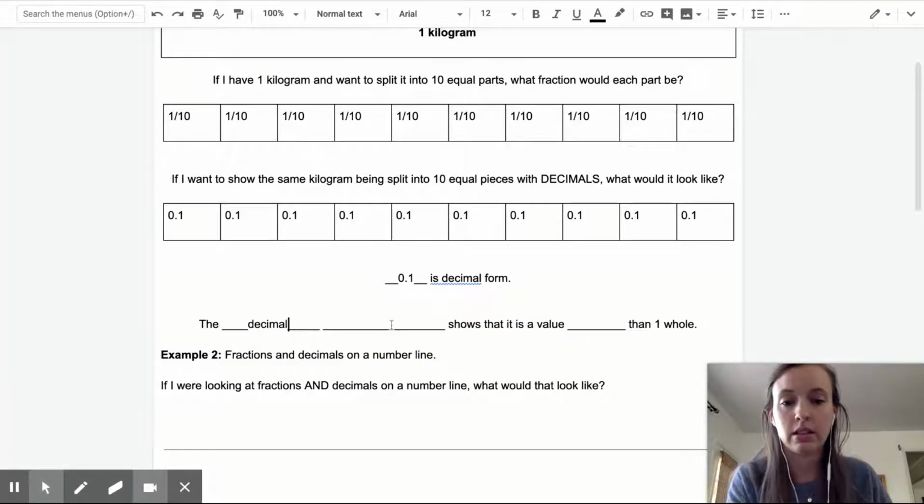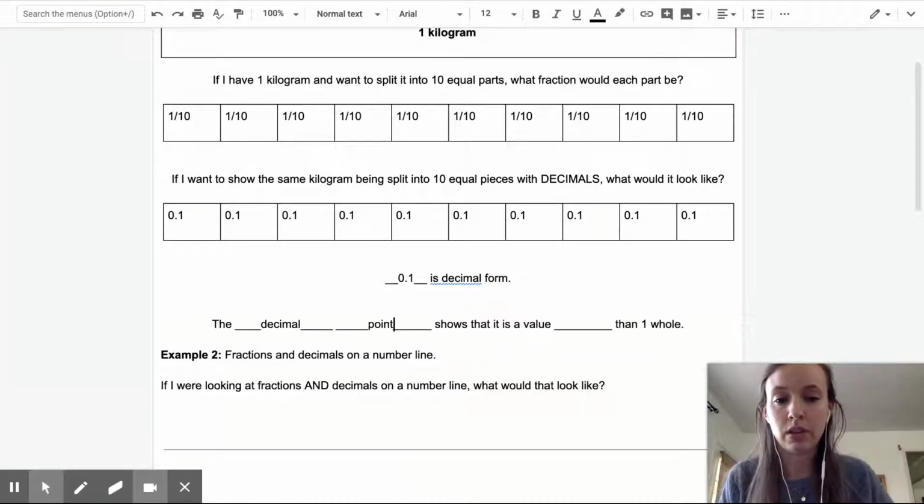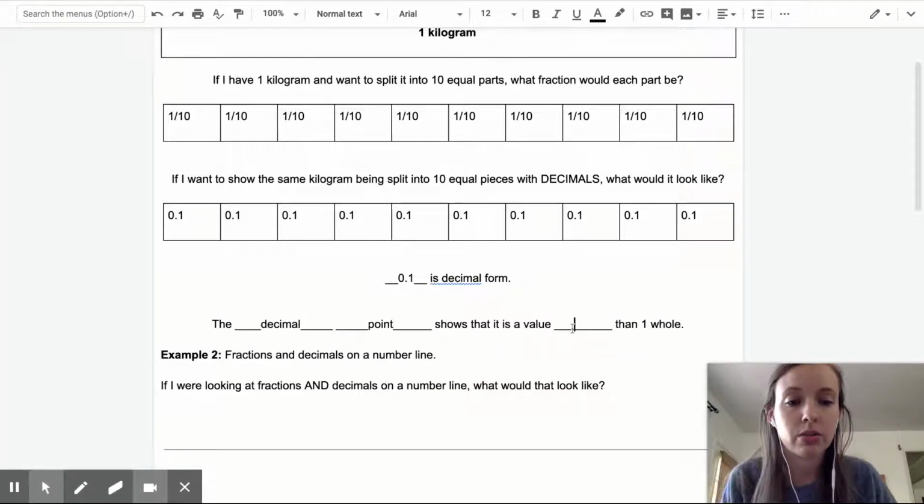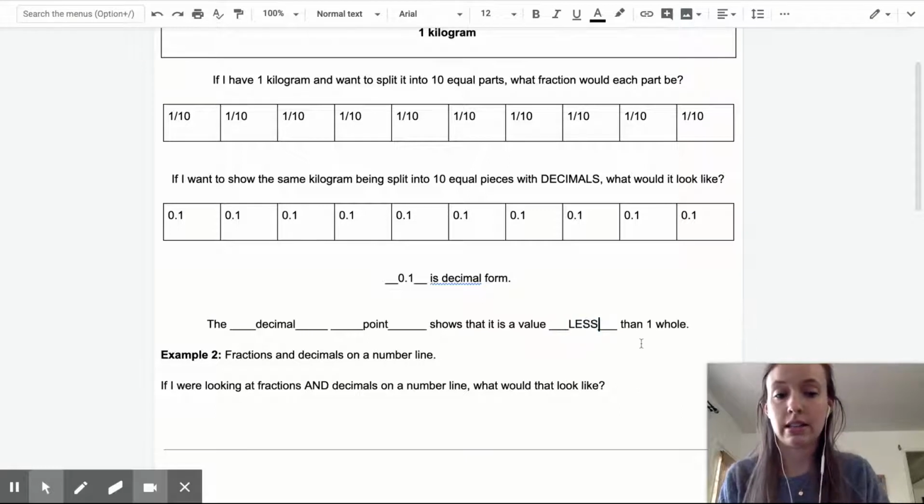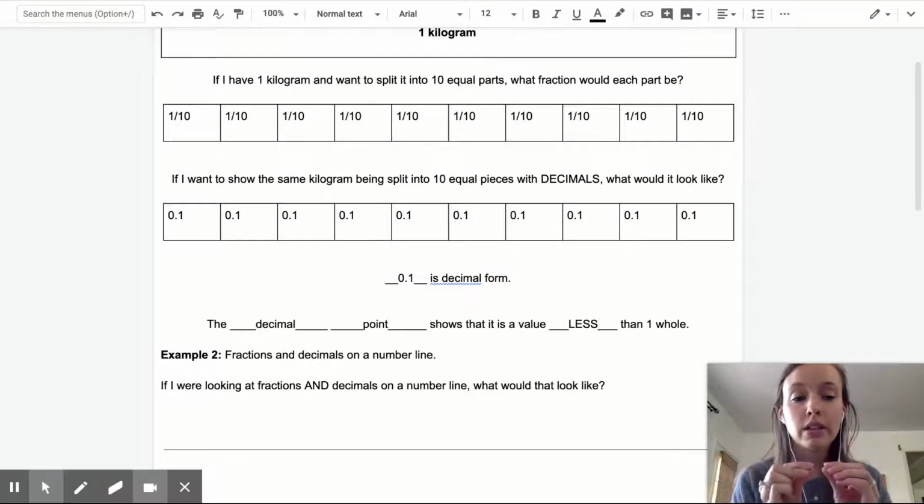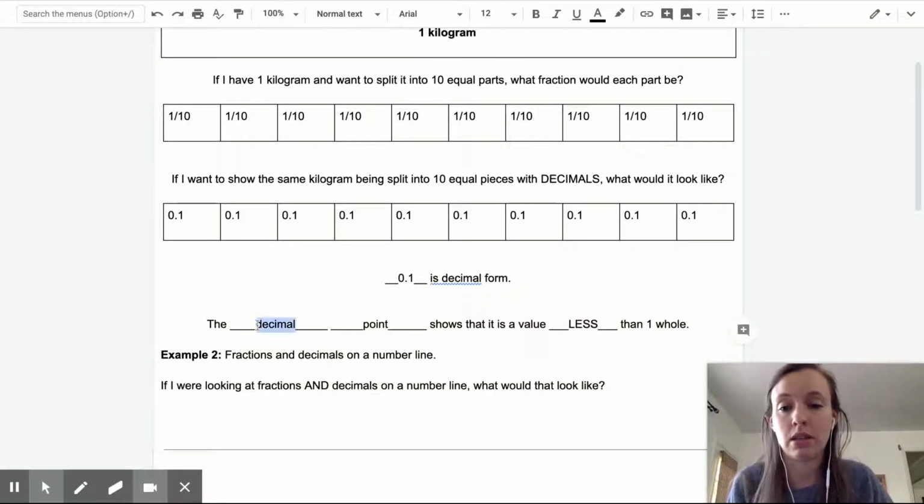It is the number that shows when a value is less than a whole. So just like with our fractions, we know that a fraction is less than a whole because it's just one small piece of our whole. The same goes for our decimals. It's going to be less than a whole because it is just one small piece.